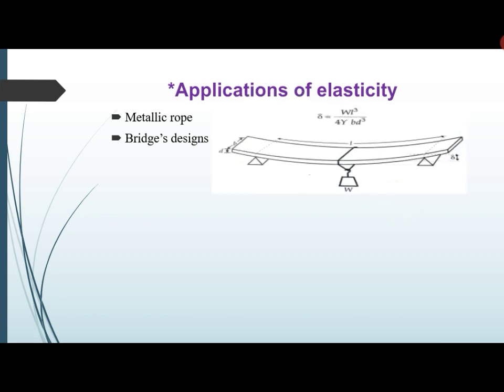You can consider this from the figure. If we are walking on the bridge, we apply weight downward, and its own weight is also there. So when a load W is suspended at the middle, the bar gets depressed by an amount, and the bending can be reduced by using a material which has a large Young's modulus.